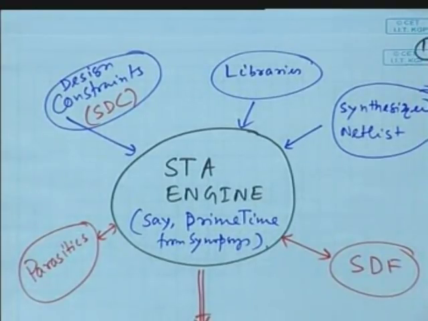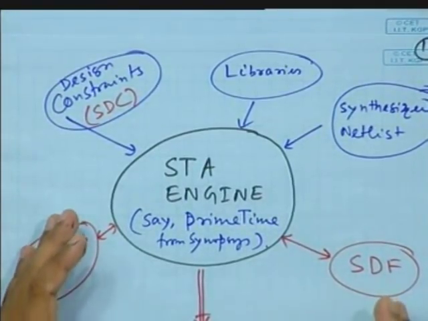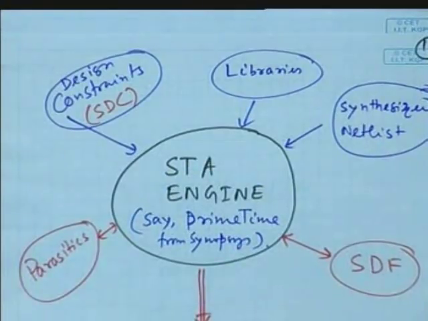Now just one slide. This is the STA engine. Now I am trying to analyze, given my knowledge of the setup equation and hold equation, there are other issues also. I'm not talking about that right now. So many issues actually. STA engine means the tool, PrimeTime, say from Synopsys. So what are the inputs and outputs of this STA engine? That has to be very clear.